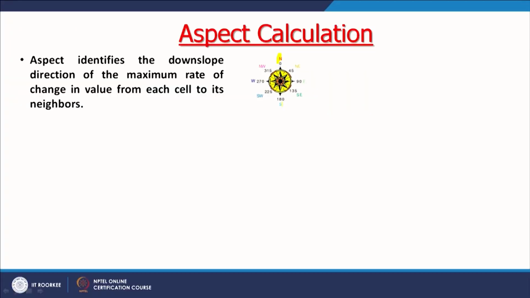Before that, we have also discussed these directions, because generally slopes are created for 8 directions. Both Cartesian directions and ordinal directions are included. So you have north, south, east, west, and then the ordinal directions northeast, southeast, southwest and northwest. So 8 directions. That is why aspect identifies the downslope direction of the maximum rate of change in value from each cell to its neighbors.